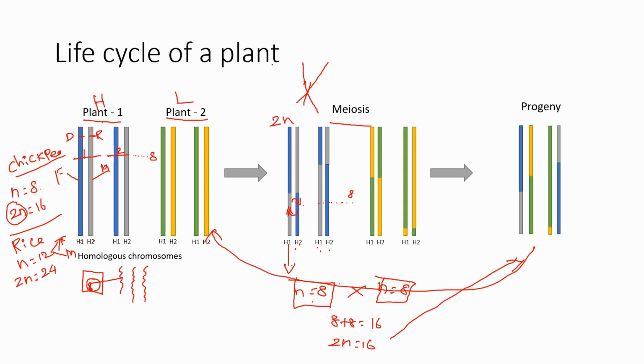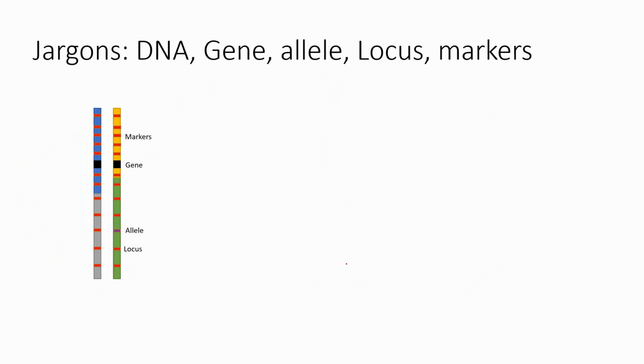Again, I'm not able to see the pointer here. Meiosis happens again like this, and this cycle keeps happening. When you read molecular biology papers or about cloning or genome sequencing, you probably read jargon like DNA, gene, allele, locus, markers. What is DNA? You probably know. You have a cell, I'm just repeating. You have a nucleus and genetic material, that is DNA. DNA forms small bundles, those are chromosomes.